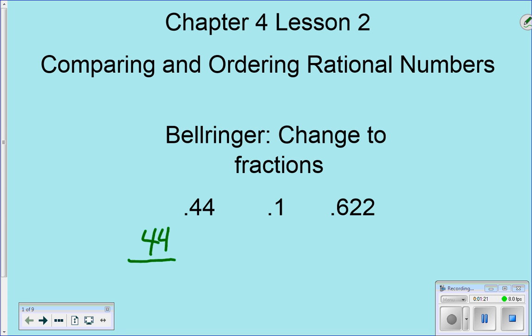Okay, so 44 hundredths, right? If you read it, that's what you put underneath. Then you can reduce, right? You reduce probably by 4. Probably got 11 25ths if you reduced. Right? Okay. What about this little guy?